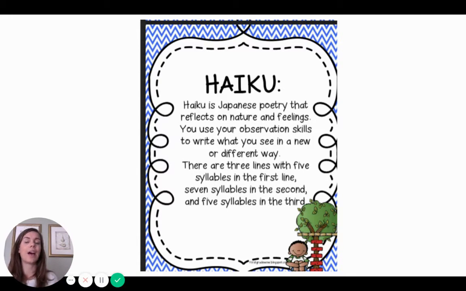The first line of a haiku poem has 5 syllables, the second line has 7 syllables, and the third line also has 5 syllables. Remember, a syllable is a part of a word that has at least one vowel and is spoken as a unit. In the word syllable, there are 3 syllables.